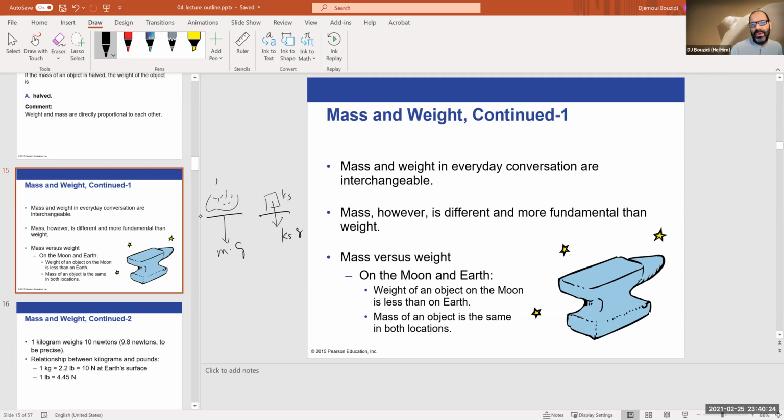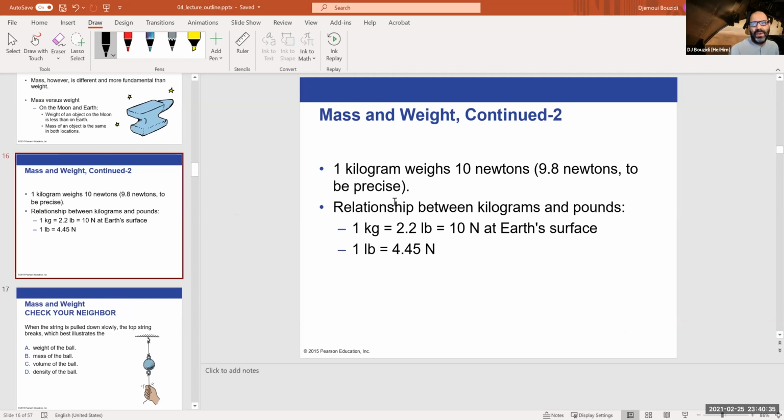Mass versus weight on the moon and Earth. The weight of an object on the moon is less than that on the Earth, but the mass in both places is the same. It doesn't change, okay? The conversion between the kilogram and the pound is basically 1 pound is about 0.445 kilogram, or 4.45 Newton just by multiplying by 10, okay? Or 1 kilogram is slightly over 2 pounds.